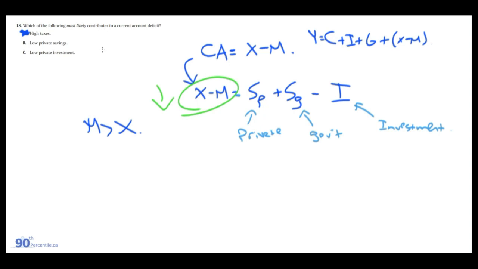So then going to B, what contributes to a current account deficit? Low private savings. If private savings is lower, this is all going to be lower. So that's our answer. C would be low private investment. If this decreased, because you're subtracting it, the current account would actually increase, right? So B is the answer.